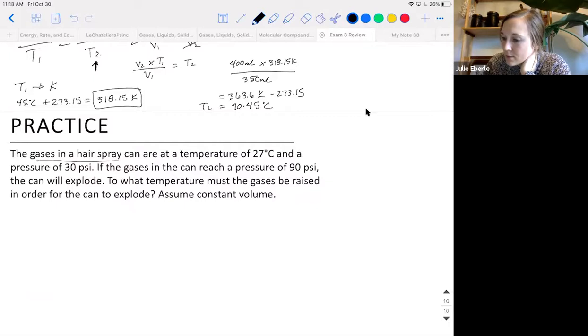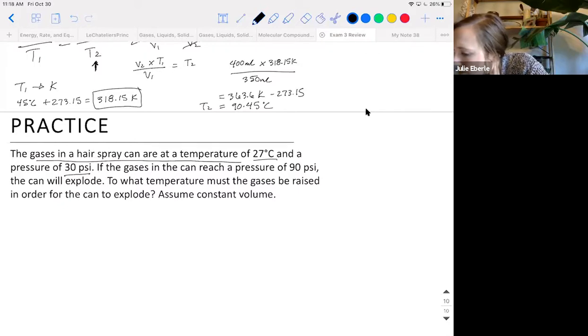The gases in a hairspray can are at a temperature of 27 degrees Celsius and a pressure of 30 psi. If it reaches 90 psi, the can will explode. To what temperature must the gases be raised for the can to explode? Assume constant volume.